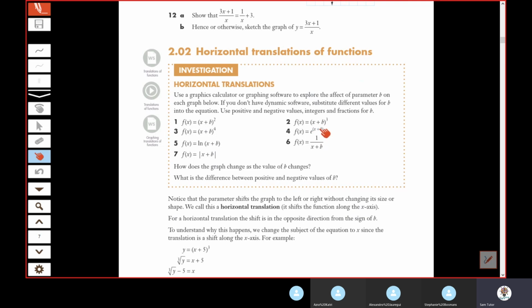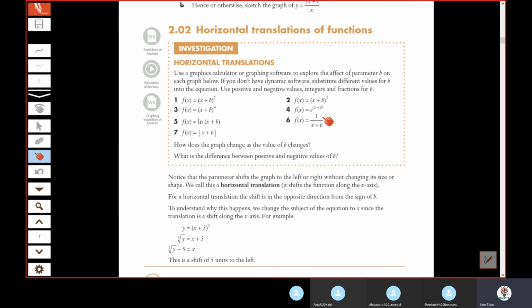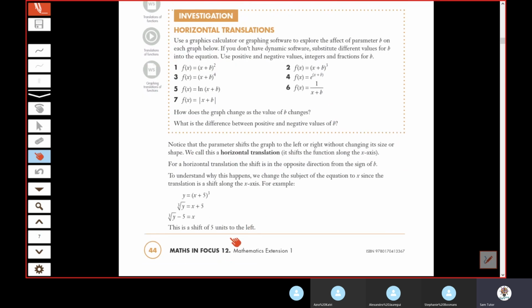Exponentials attached to the x. I don't think this will be moving left. Wait. Yes, it does move left. Sorry. No, exponentials move left. This one, 1 on x plus b, hyperbolas. Yep. So we call this a horizontal translation. For horizontal translation, it's shifting in the opposite direction from the sign of b.